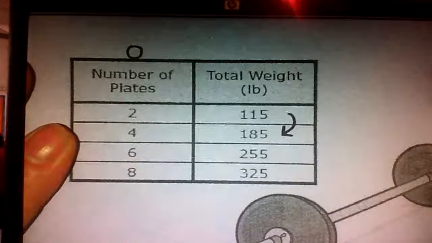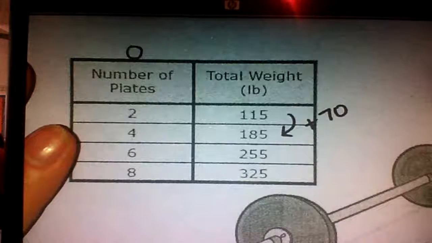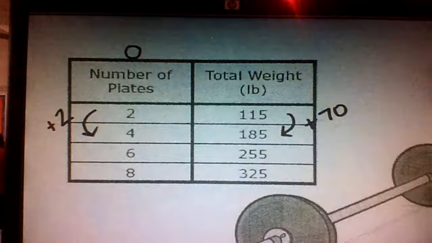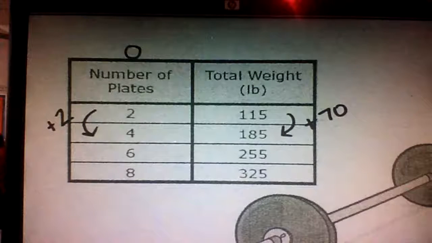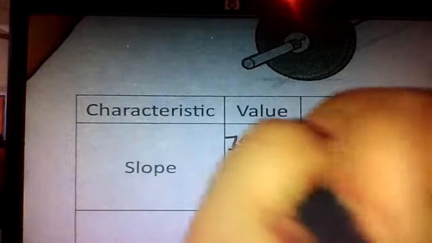Somebody said it over there. Plus 70. It's going up by 70, so it's plus 70. What's happening in my x's? Increase by 2. Okay. So if my y is increasing by 70 and my x is increasing by 2, what's my actual slope? 35. Okay, so your value is 70 over 2, which is 35.